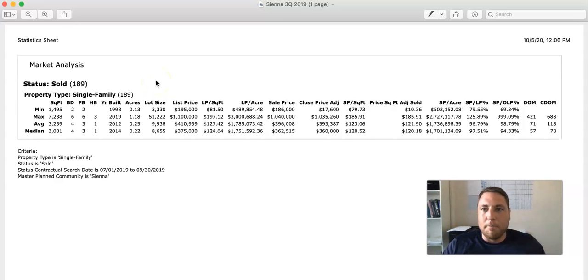So pretty much across the board, everything looked better right now compared to a year ago and compared to the second quarter. So really hot market. We'll see how things go in the fourth quarter, but that's where we are right now. I would say it's the best market in Sienna that I've seen in the past 5 years. So good to see if you're a seller.